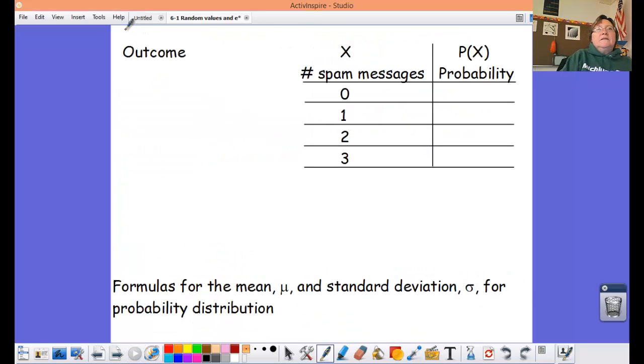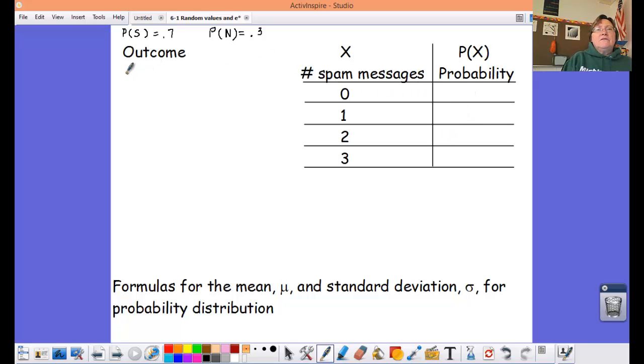So about 70%, they say. Let's get that up here. The probability of getting a spam message, I'm going to call that an S, is 0.7. And the probability of getting a not spam message, which is a good email, I'm going to call that N for not spam, must be the rest of the time, which is 3/10. 70%, 30%. As you can see, we're going to build and fill in a table for this probability distribution where x is the number of spam messages ranging from 0 to 3, and p of x will be the probability for each of those outcomes.